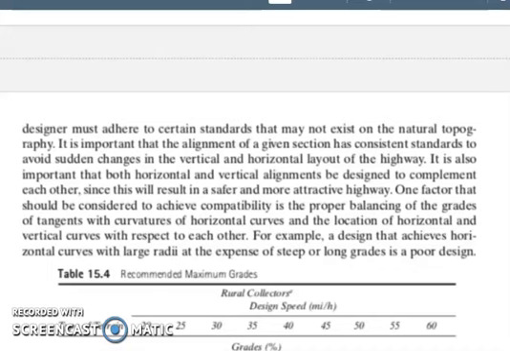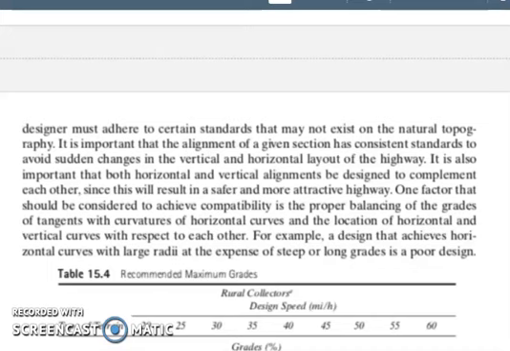It is important that the alignment of a given section has a consistent standard to avoid sudden changes in the vertical and horizontal layout of the highway. It is also important that both horizontal and vertical alignment be designed to complement each other, since this results in a safer and more attractive highway.